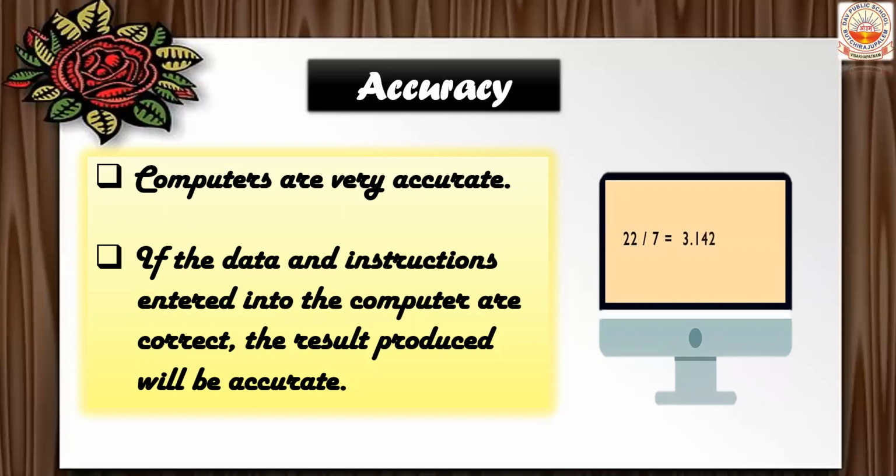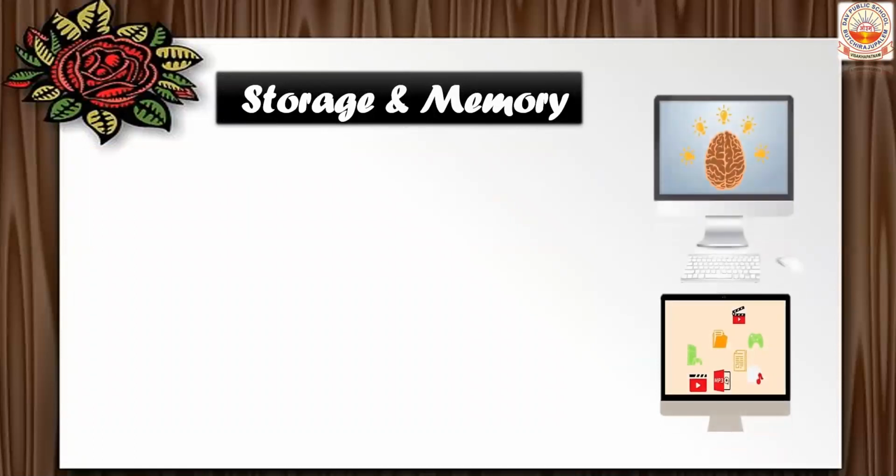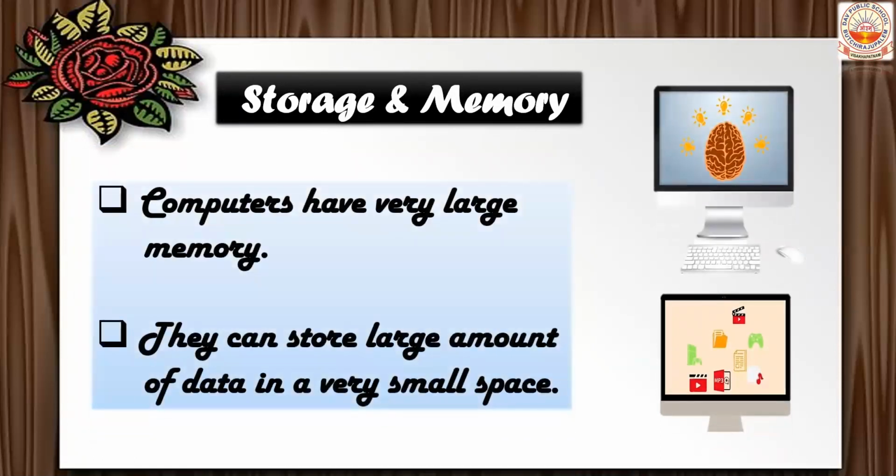Understood, children? Now, let us see the next feature, that is storage and memory. Computers have huge memory. We can store any type and any amount of information in it. They can store large amount of data in a very small space, and we can retrieve the same information after several years because of its storage capacity. Therefore, the remembrance capacity of the computer is so high. Understood, children? So computers have a very large memory.